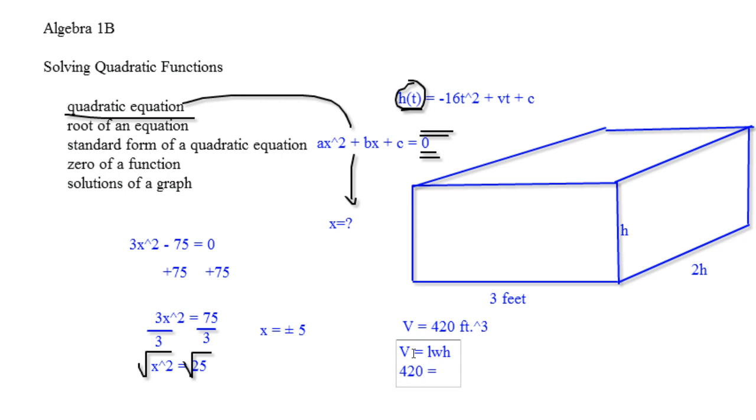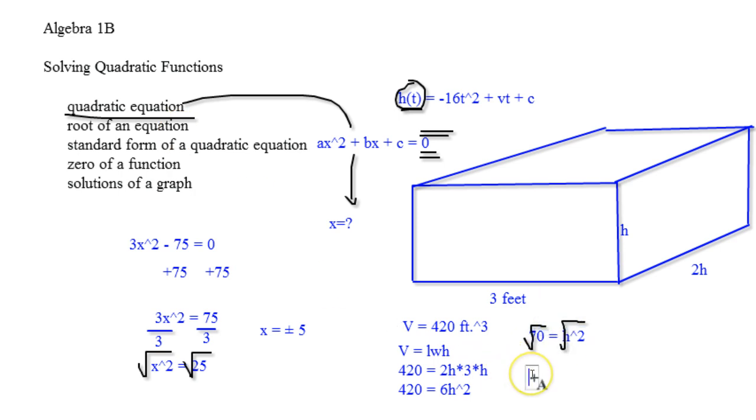Okay, well, we know what the volume is. It's 420. All right, the length is 2h. The width is 3. And the height is h. So what we're going to get is 420 equals 6h squared. Now, if you notice, that's going to be a lot like what we just did. So what I'm going to do is divide both sides by 6, and I should get 70 equals h squared.